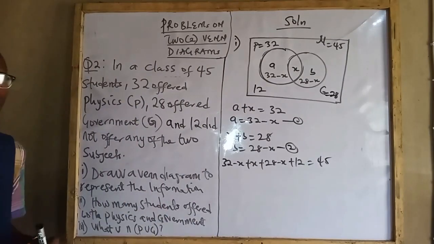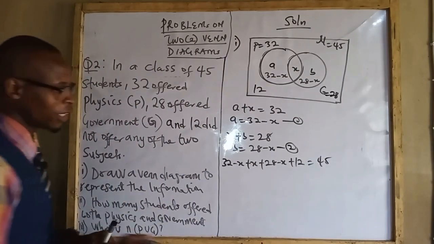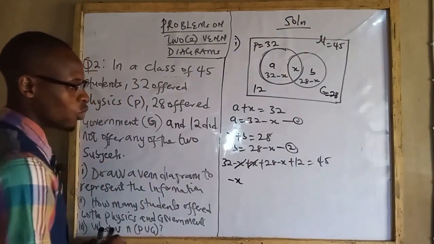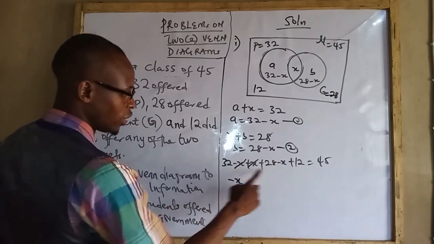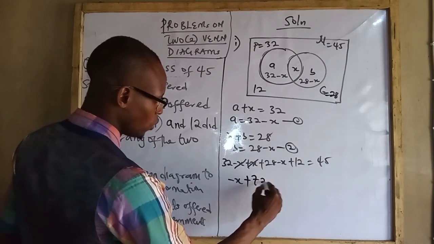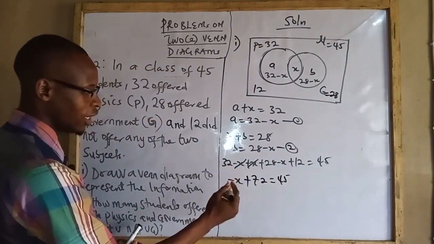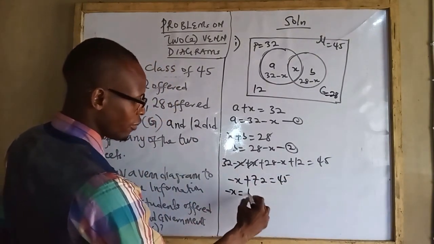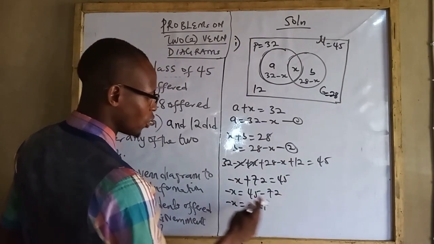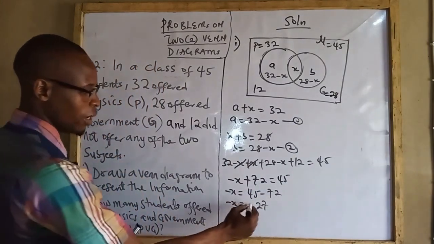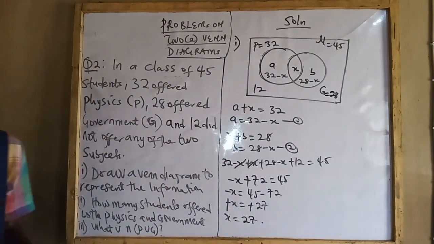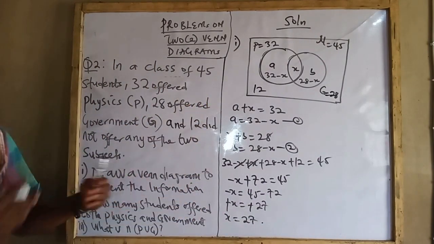Just like you are making an equation. Of course, you agree with me that minus X plus X cancel out, we are only left with minus X here. So collecting like terms, 32 plus 28 will give 60. 60 plus 12 will give 72. This is plus 72 equals 45. Collecting like terms again, we have minus X equals 45 minus 72. So minus X equals minus 27, because 45 minus 72 will give minus 27. Minus cancels minus. Therefore, X equals 27. This is the most difficult part of this solution. The rest are very simple.